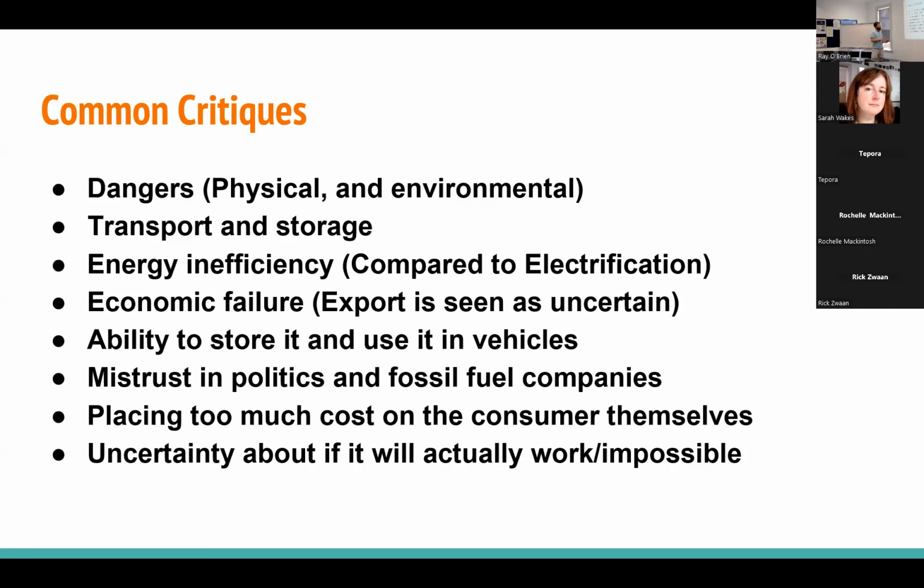So we didn't end up with any specific conclusions because that's not what we were aiming for here. But this list of common critiques was one of the main takeaways that we wanted to give to people when we came out of this report.